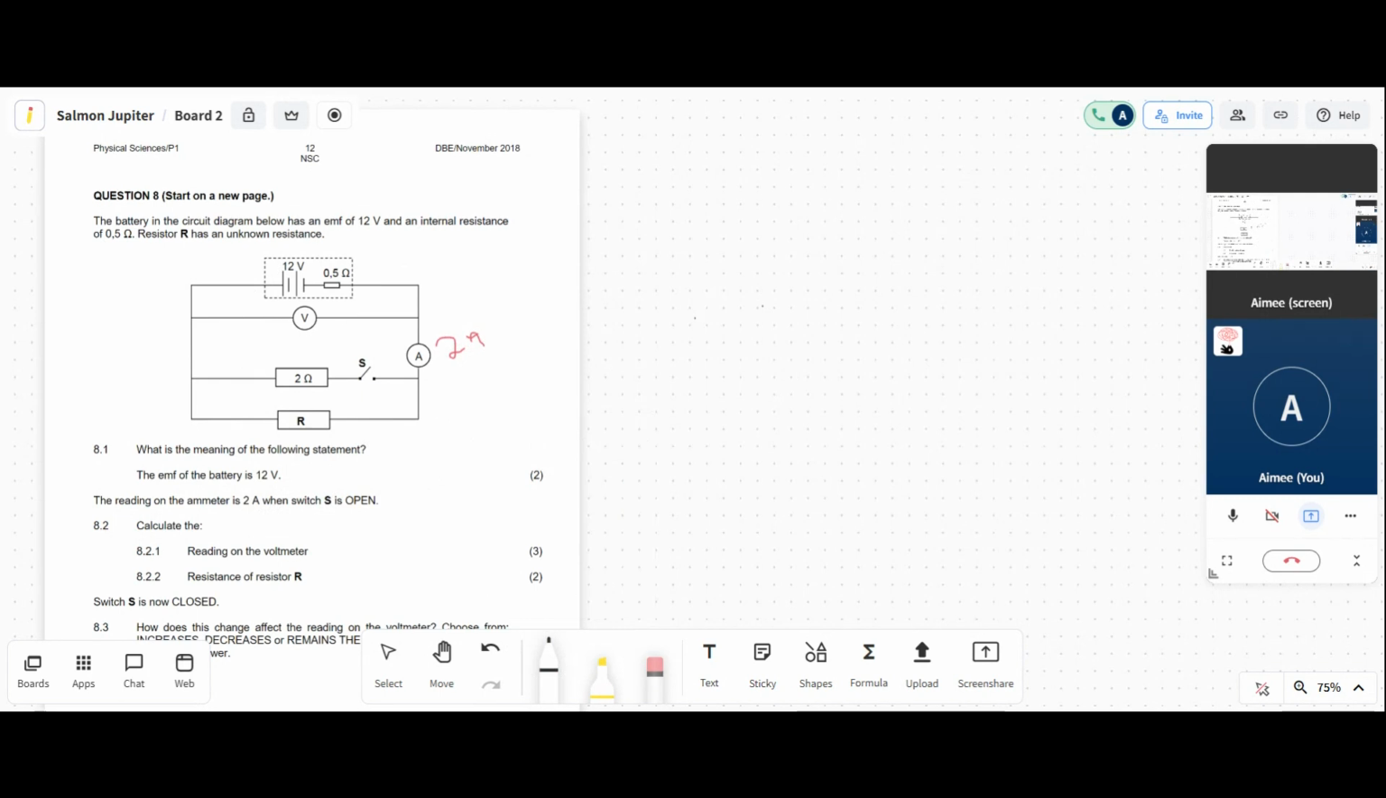Okay, and if you've done these questions before, you know that the most generally used formula for a circuit where we're taking internal resistance into consideration is EMF is equal to current multiplied by the total resistance of the circuit plus the internal resistance. So here our EMF, as it said, is 12. It told us that our current is 2.